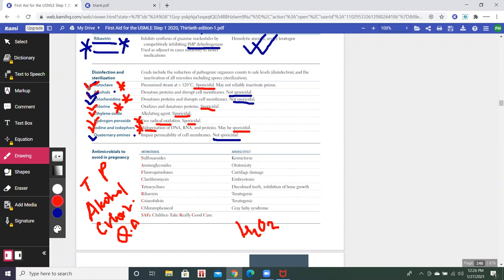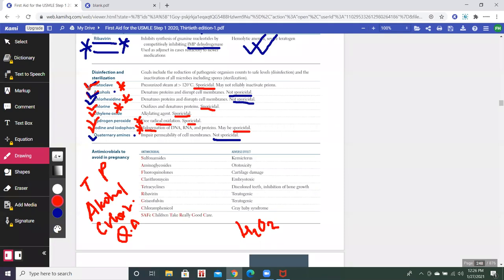Now, there are different methods of sterilization. First of all, you have the sporicidals and the not sporicidals. Sporicidals are the ones which destroy the organism along with the spores. So it's easier to learn the not sporicidals because they are few in number. The not sporicidal ones are alcohol, chlorhexidine, and quaternary amines. If you can remember them, all the rest are sporicidal.